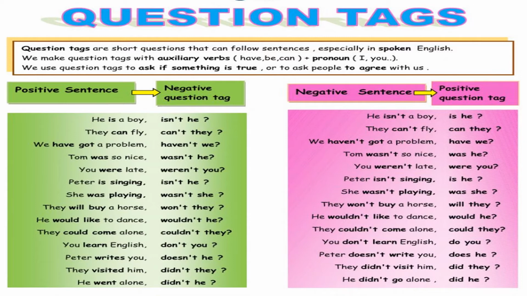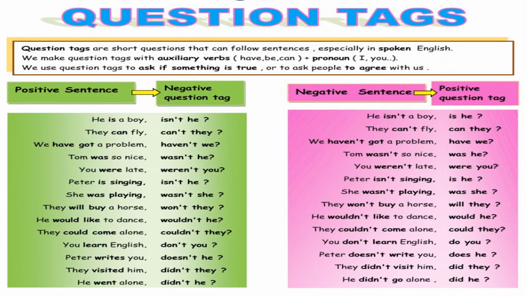But if the sentence is negative, it will have a positive question tag. Like for example, he isn't a boy, is he? They can't fly, can they? We haven't got a problem, have we? Tom wasn't so nice, was he? You weren't late, were you? Peter isn't singing, is he? She wasn't playing, was she?